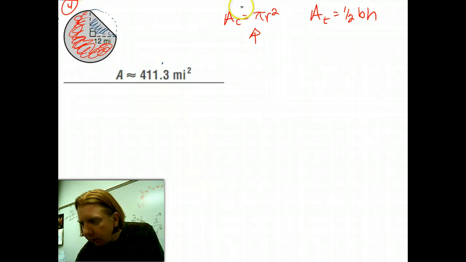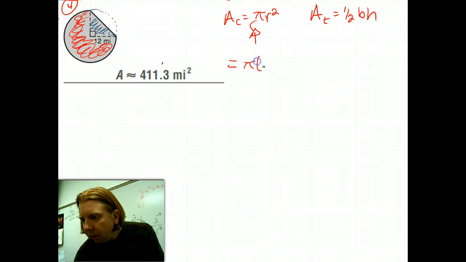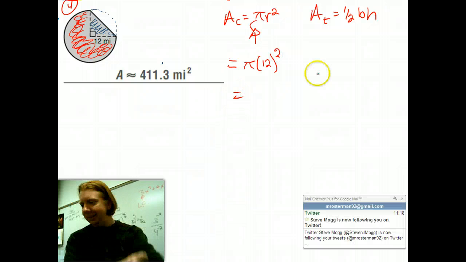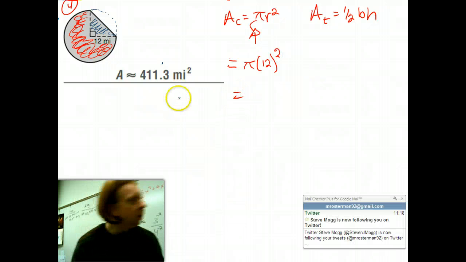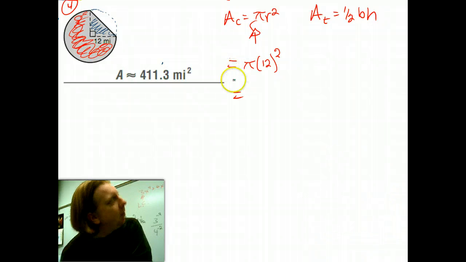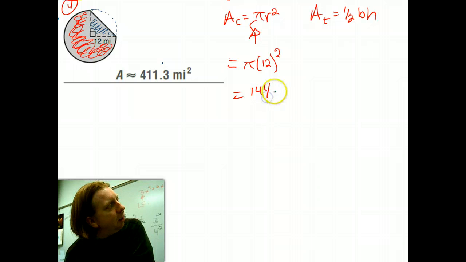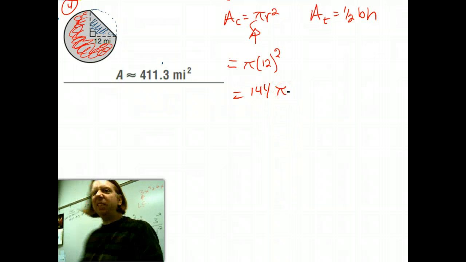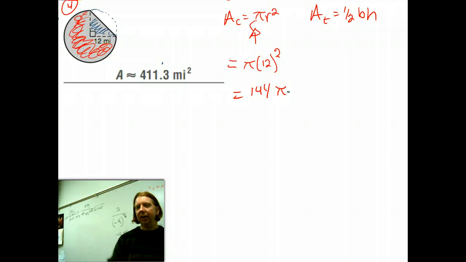So let's see here. The area of a circle is pi r squared. There it is. So in that case, it's going to be pi, radius is 12, and I'm squaring it. Okay, so. Here, we'll just, there we go. And now this is going to give me 144 pi, right? I'm going to leave that in terms of pi just for a second. That's the whole circle. How much of the circle do I want?